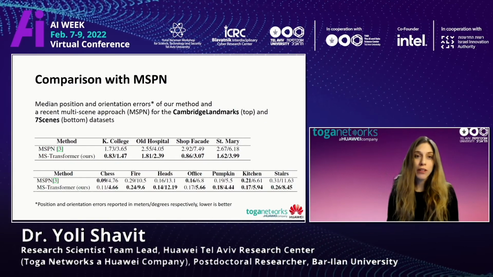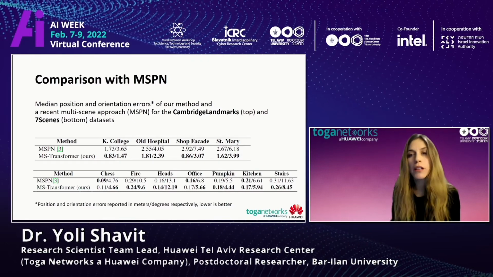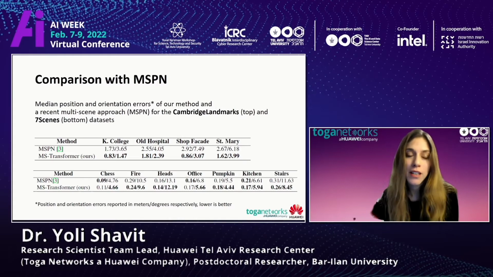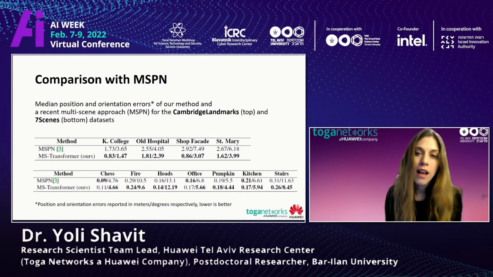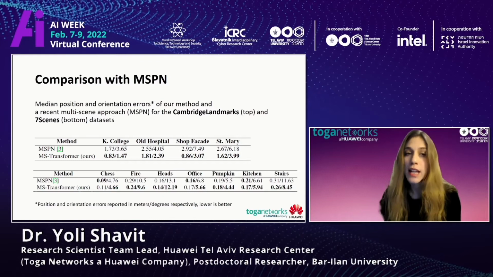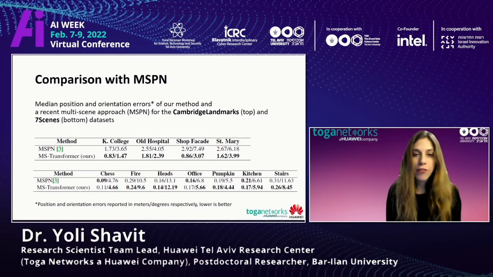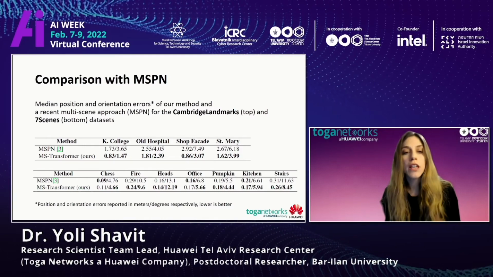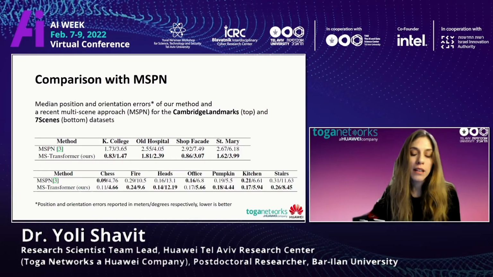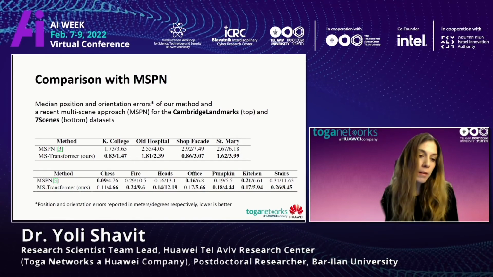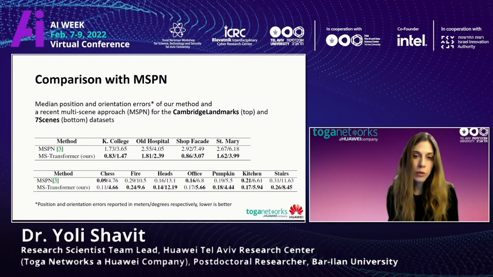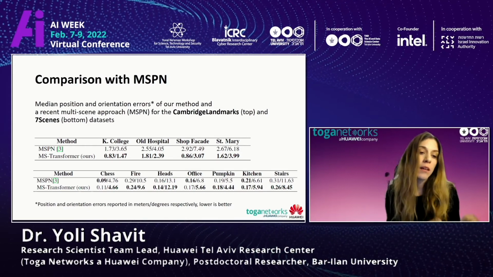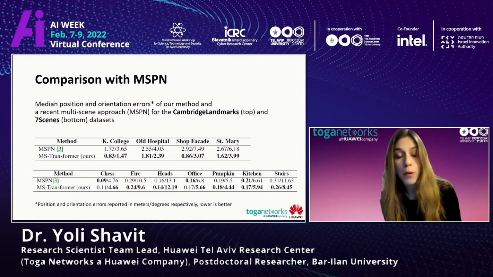So in order to evaluate our method, we use two very commonly used benchmarks, the Cambridge Landmarks dataset and the 7Scenes dataset. One is an outdoor dataset, the second is an indoor dataset. The first thing we did was to compare our method to MSPN, which is the only other multi-scene APR. This method applies a convolutional backbone to index a set of scene-specific weights, and then uses them to regress the pose.